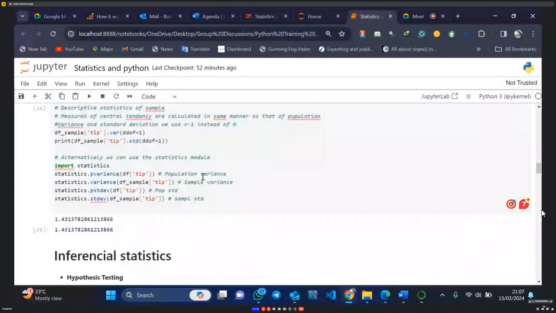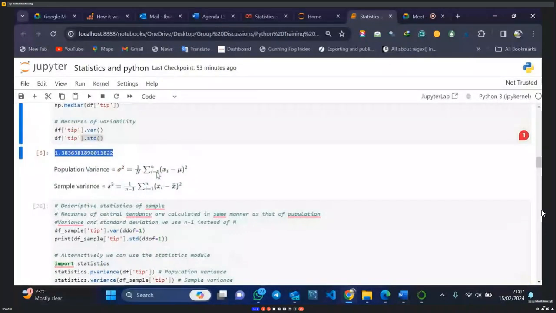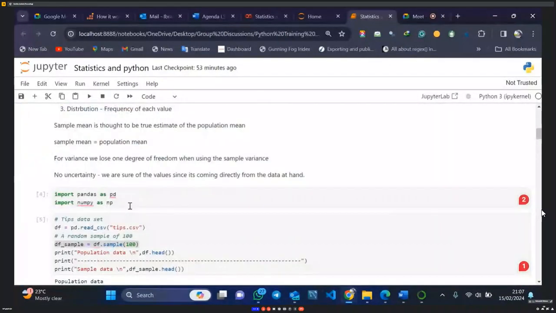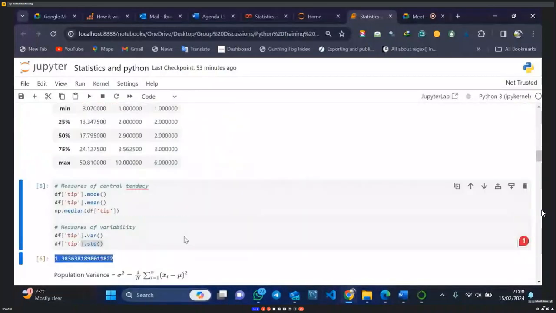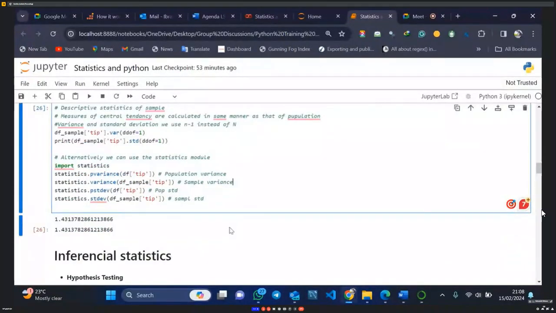Then alternatively, we can use the statistics module. So apart from using the pandas and the numpy function, we can also import statistics. I'm just hoping that I'm saying the right things. I've not read. So we're having statistics.pvariance to calculate the variance of the population here. Then you have statistics.variance to calculate the variance of the sample, and this function looks very different.